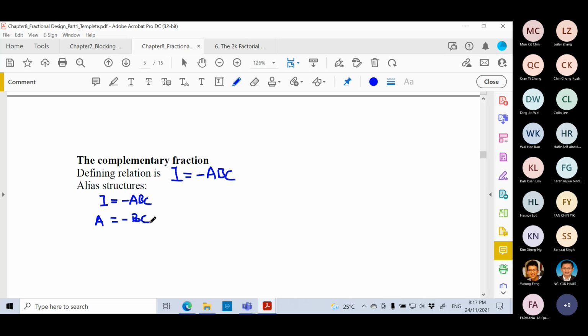Right hand side, you get A equal to negative BC. Okay. Similarly, if you have I equal to negative ABC, then B will equal to negative AC. Then the third one is C equal to negative AB. Okay, so you have only a negative sign, the complementary fraction.